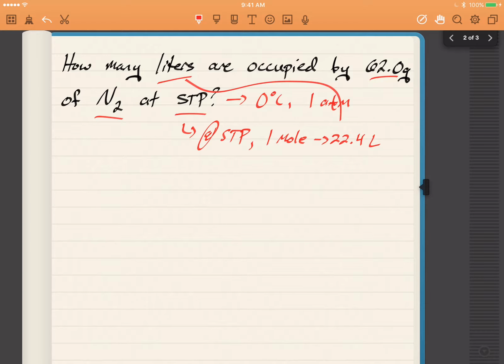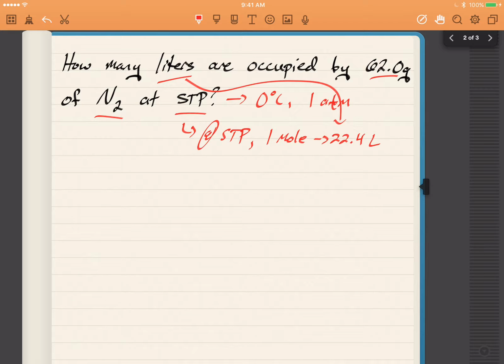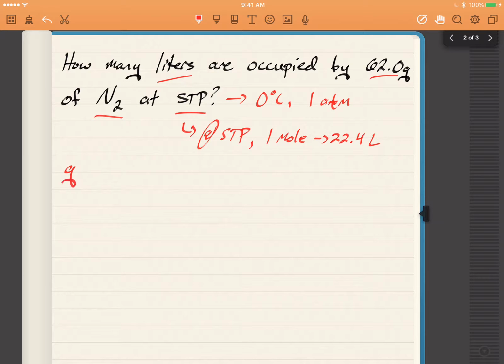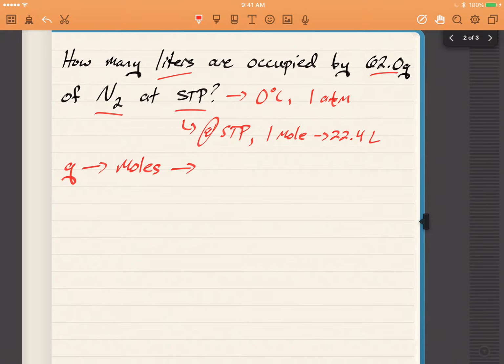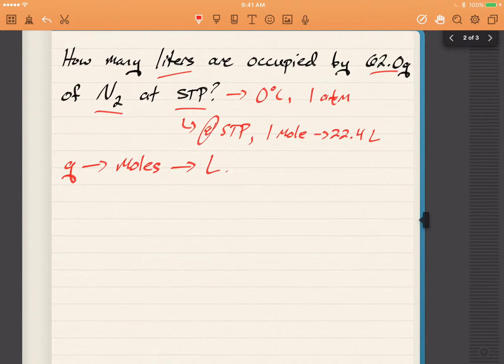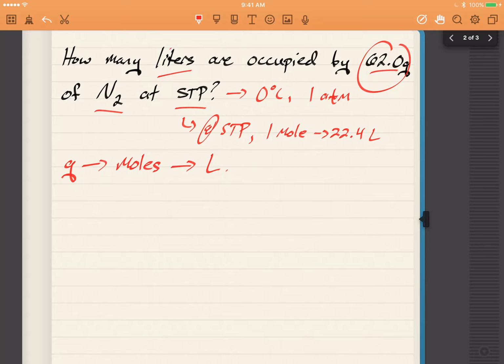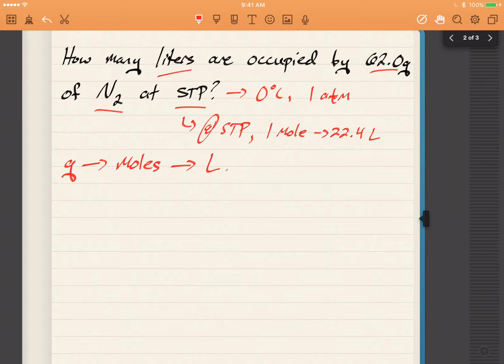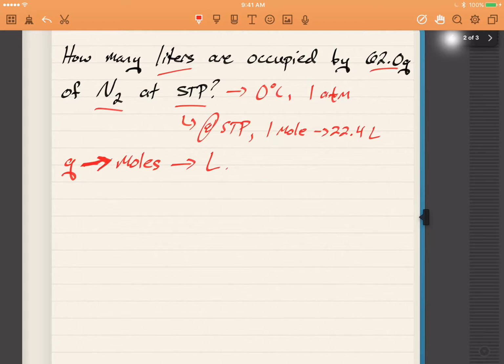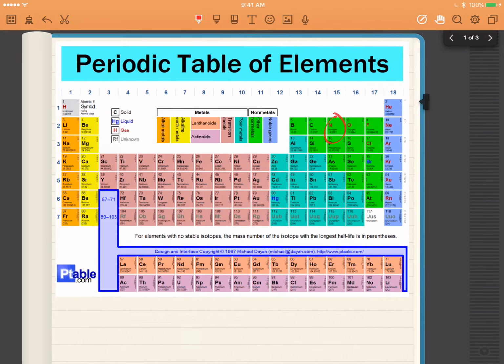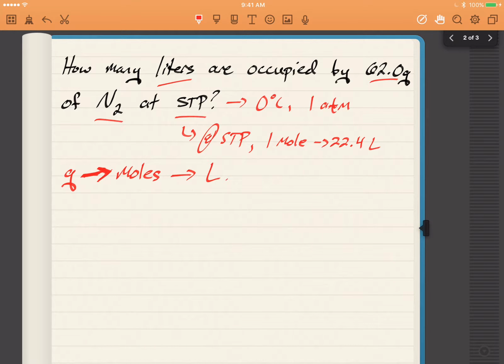So that's what's going to allow us to form a link between the desired information and what we've got. So we want to go grams to moles to liters. That'll allow us to link what we've got with what we want. To make the first leap from grams to moles, we've got to go to the periodic table. So periodic table, right? Nitrogen right there. 14, and we'll call that just 14, honest to goodness 14, forget the decimals.